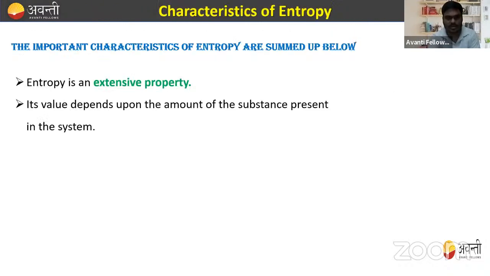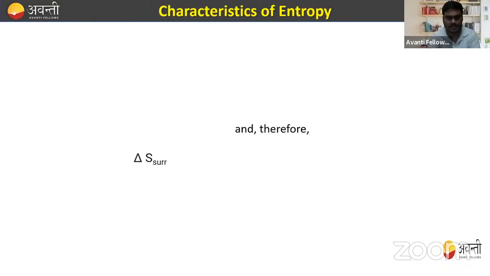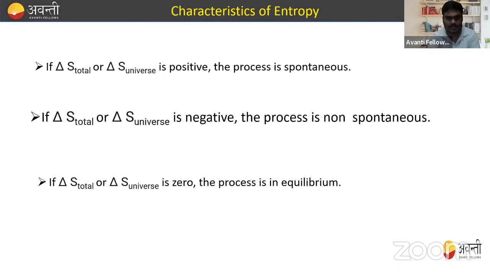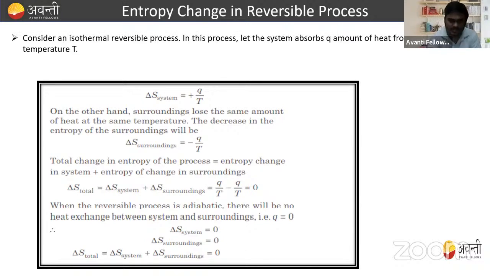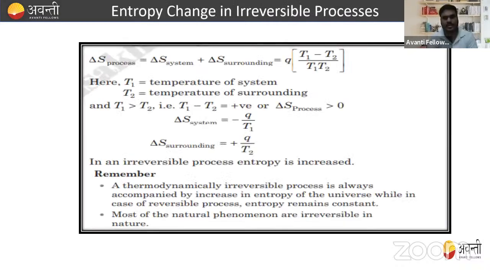Now, there's one important formula that you must remember. That is delta S total, the entropy of the system plus surroundings. If it is positive, the process is spontaneous. If the total entropy of the universe is negative, then the process is non-spontaneous. You must remember this. If delta S of the total universe is zero, then the process is in equilibrium. Delta S of system is equal to Q over T, and delta S of surroundings is equal to minus Q upon T. This is how you calculate it for spontaneity and non-spontaneity.